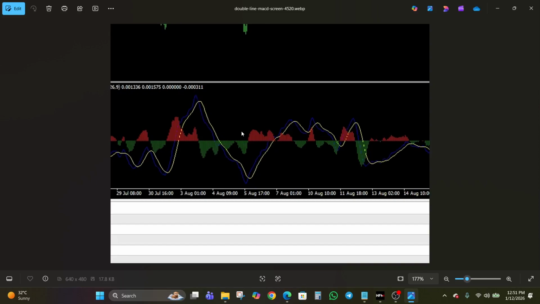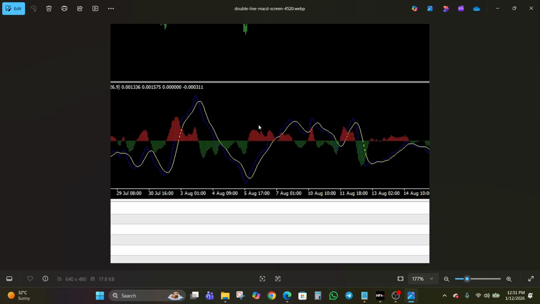So two things that you have to look out for are the crossovers between the lines and the histogram bars flipping to the positive side. A bullish crossover and a positive flip in the histogram bars give you a buy signal. A bearish crossover and a negative flip to the downside gives you a sell signal.